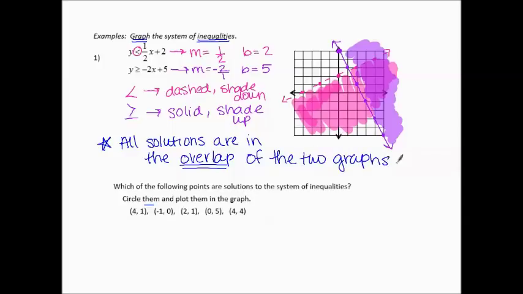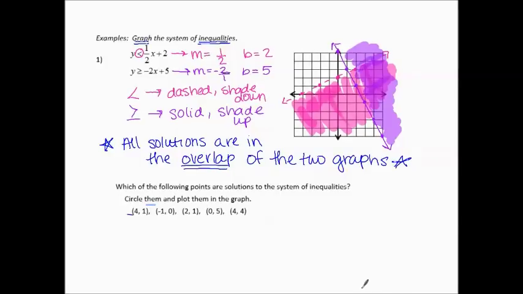So this is for systems of inequalities. My solutions are in the overlap. So we're going to take a look at our next question here. Which of the following points are solutions to the system of inequalities? Circle and plot them in the graph. So what we're going to do is take a look at which of these points falls into that solution area, or where the overlap is.